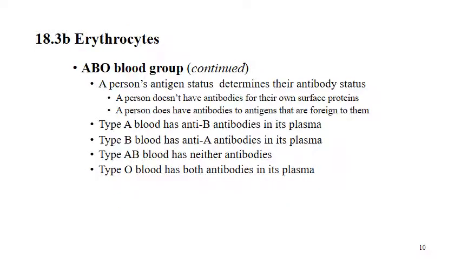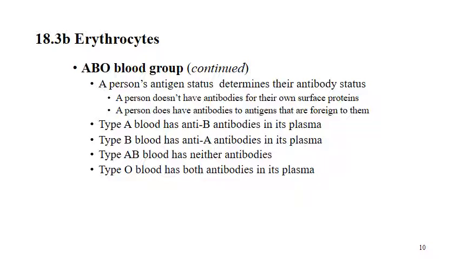All right, so talking about those erythrocytes, there's a couple different types of them, and I think these got a little bit swapped. So I'll start off with the antigens and the antibodies. So a person's antigen status determines their antibody status, right? So they're going to be affecting each other. So a person doesn't have antibodies for their own surface proteins, right? Because the antibodies are going to be attacking things that aren't a part of the body, right? So our antigens are like our little name tags on our cells saying, I'm Jasmine, I'm here to be in this body.